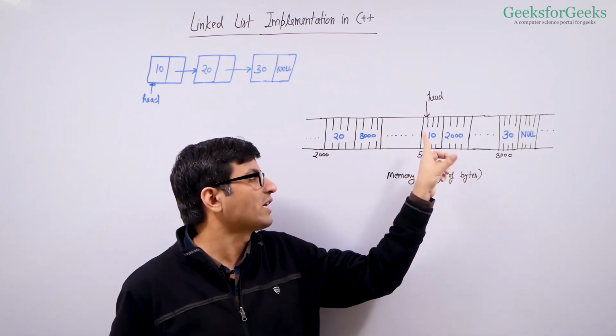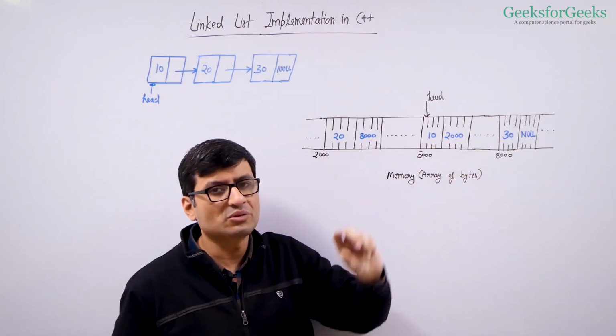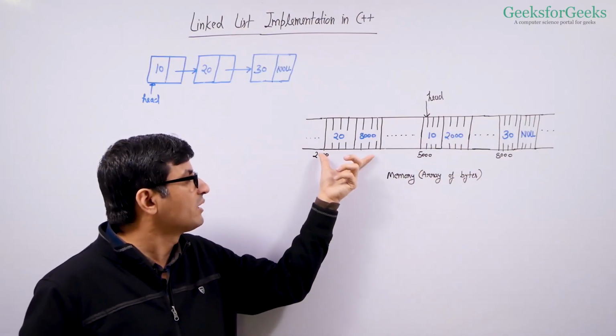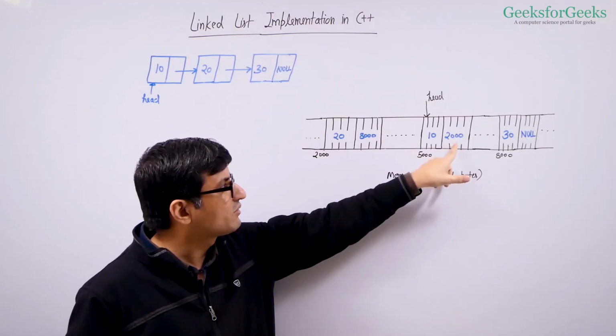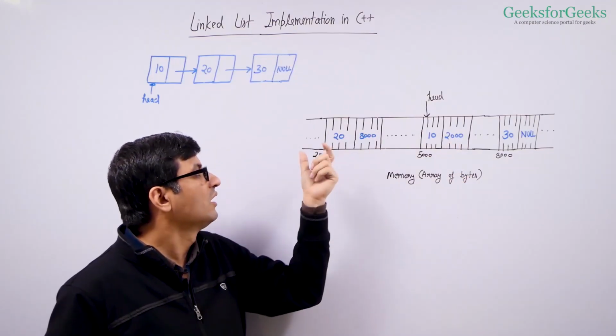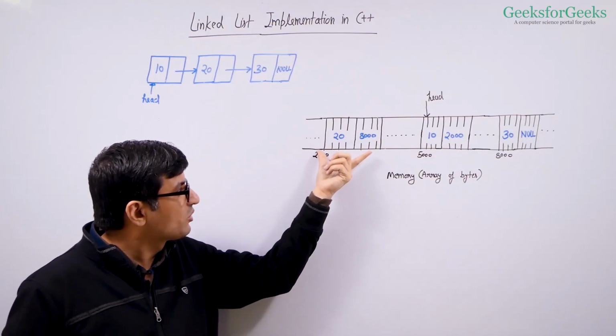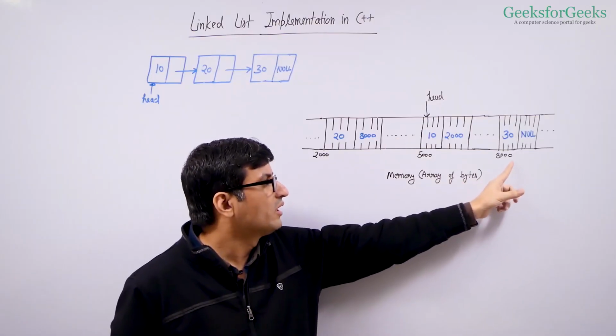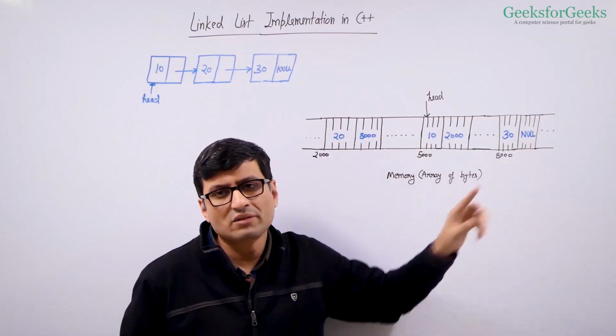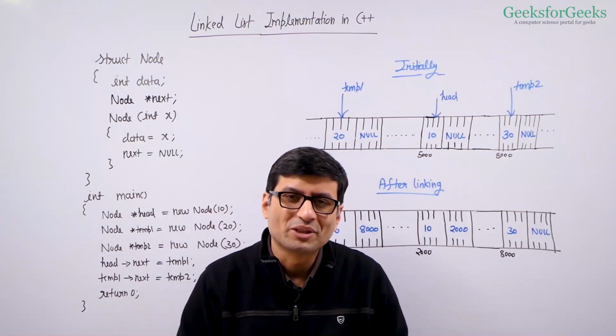And this node should have this value 10 and address of the next node. The next node is again dynamically allocated at the address which is stored in the first node. And then next node has the address of third node. And third node's next is null. Let us see the implementation now.